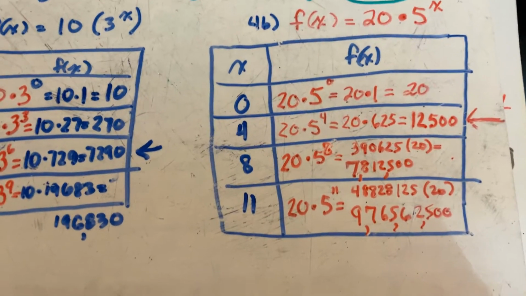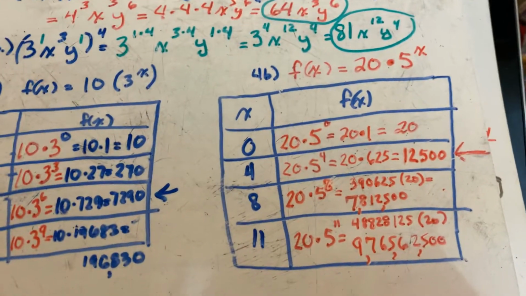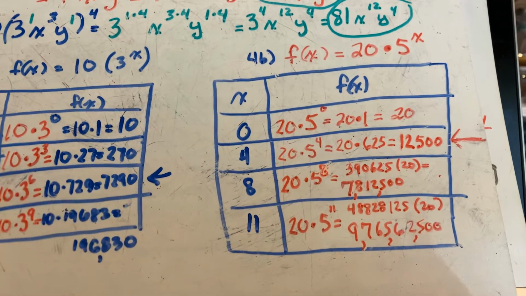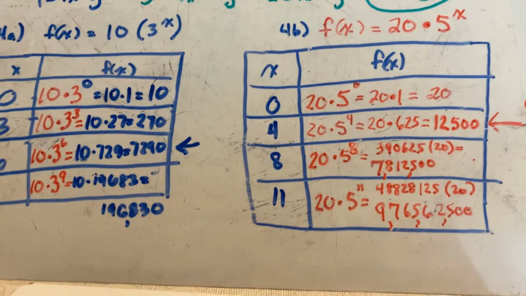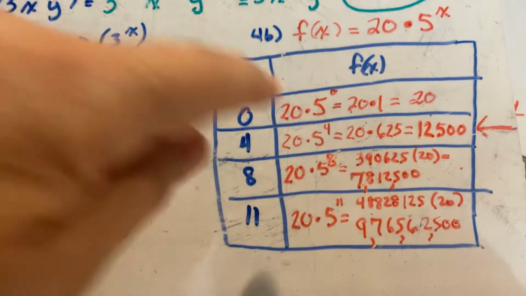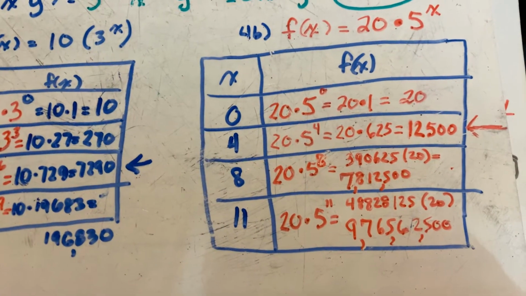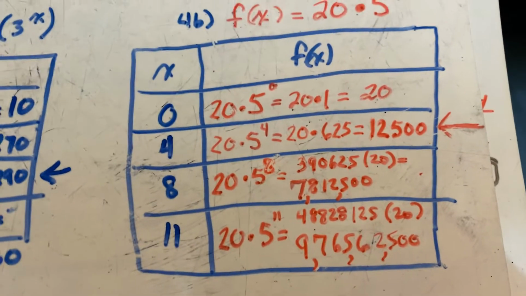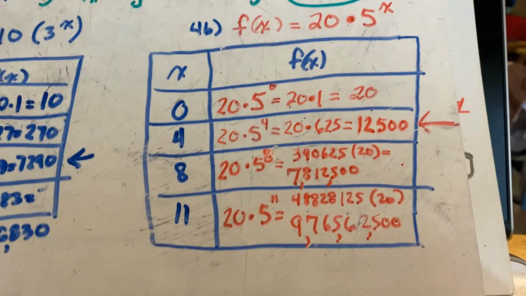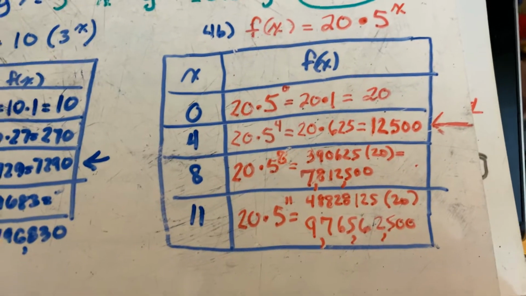Here's 4b. This is 20 times 5 raised to the x power, and I've given the x values of 0, 4, 8, and 11 to insert as your input, and your output will be your f of x. 5 to the 0 power is 1. 20 times 1 is 20. 5 to the 4th power is 625, times 20 is 12,500.